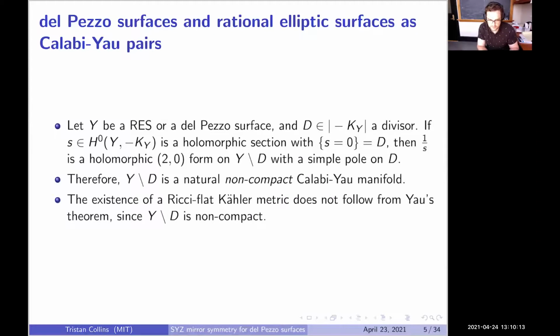So this is sort of just a purely holomorphic compact Calabi-Yau. It's important to note that Ricci flat Kähler metrics don't necessarily exist, or at least their existence doesn't follow from Yau's theorem, since the manifold is non-compact.